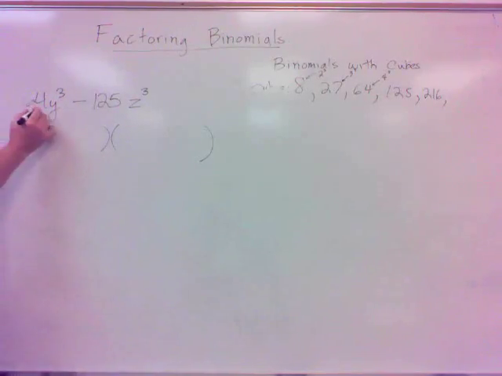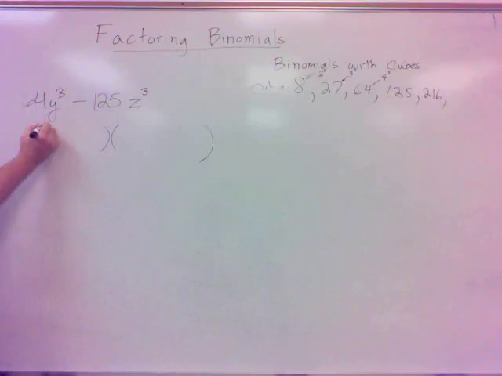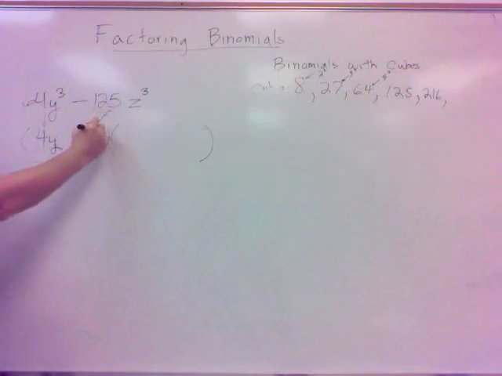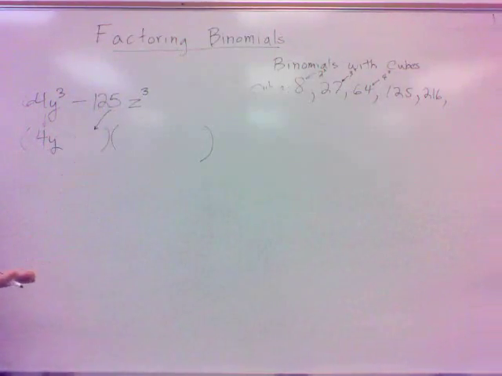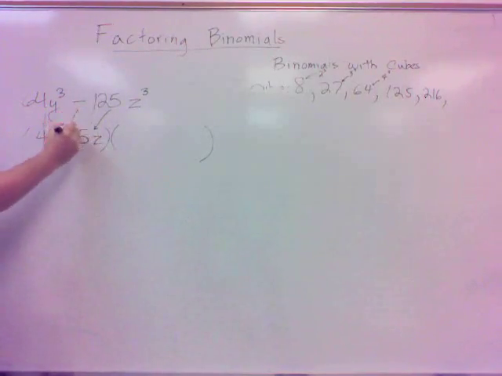All right, so the first thing that goes here, well, it's the cube, what you cube to get 64y cubed. That'd be 4y, wouldn't it? 4y. And then right here, what you cube to get 125z cubed, so that would be 5z. And then, like I said, the minus goes right there between them.